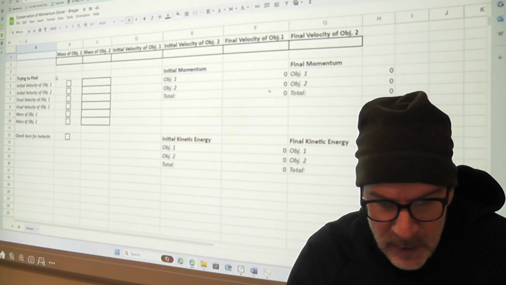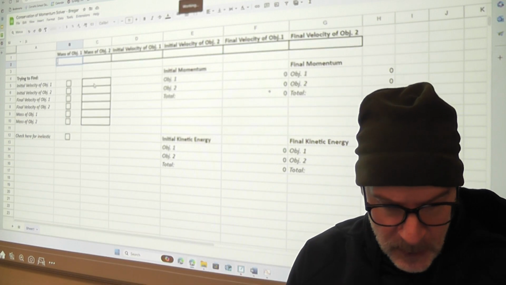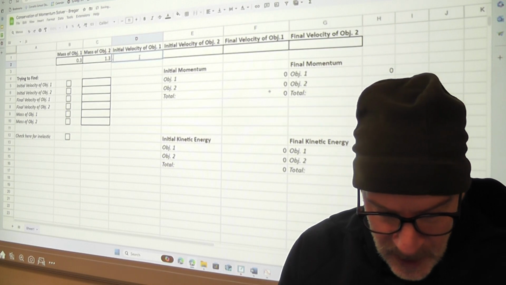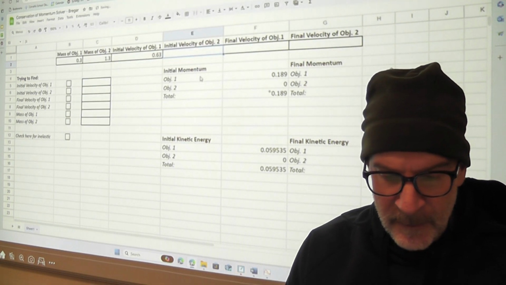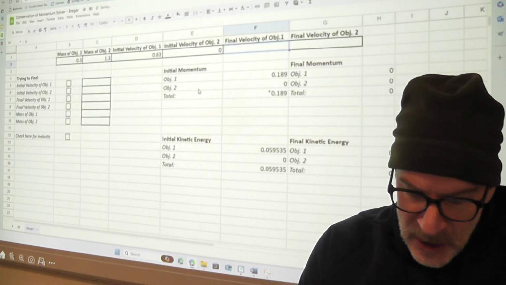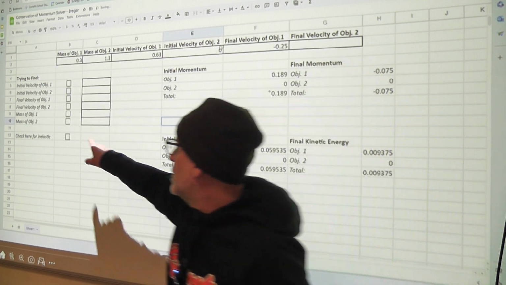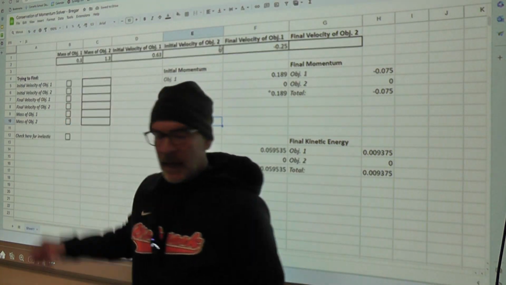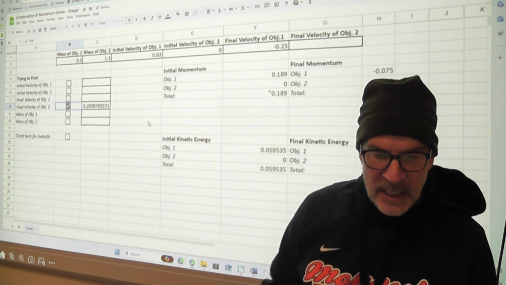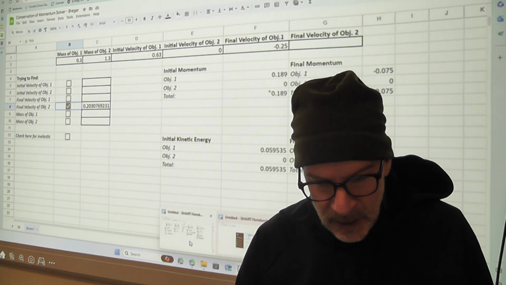Let's see. Okay, so my first object, the green cart, is 0.3, yellow cart is 1.3. My green cart was moving at about 0.63 meters per second. My yellow cart was not moving at all. After the collision, my green cart was moving at about negative 0.25. And then I'm gonna click here, and the conservation of momentum solver will tell me a predicted final velocity of about 0.2. So let's see how we did.